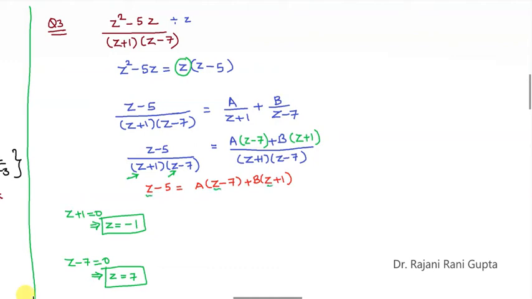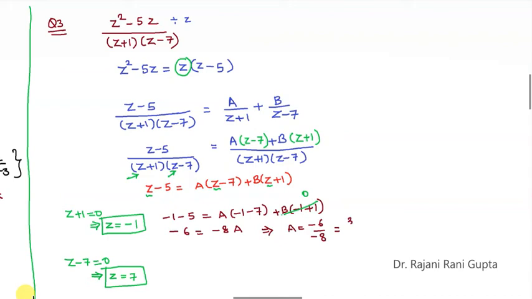So when we do this calculation, z is minus 1: minus 1 minus 5 equal a times minus 1 minus 7 plus b times minus 1 plus 1. So minus 1 plus 1 becomes 0. This cancels the coefficient of b. This gives you minus 6 is equal to minus 8 times a. That is a is equal to minus 6 divided by minus 8. We can divide both terms by 2. So it is 3 over 4. This is the value of a.